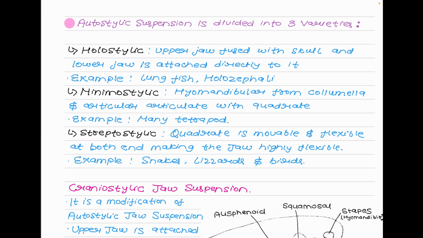Autostylic suspension has three subtypes as well. First one is Holostylic. It has the upper jaw fused with the skull and the lower jaw directly attached to it, and this is found in lungfishes and holocephali, for example ratfish. Next is Monimostylic. The hyomandibular becomes the columella and the articular articulates with the quadrate, and this is found in many tetrapods. Third one is Streptostylic. The quadrate bone is movable at both ends, allowing high jaw flexibility, and this is found in snakes, lizards, and some birds.